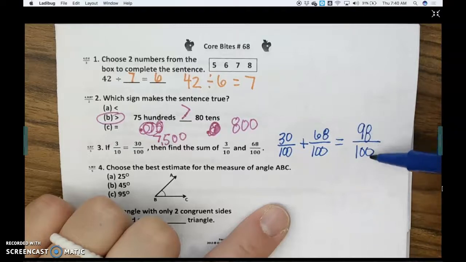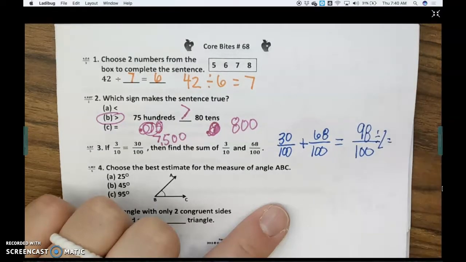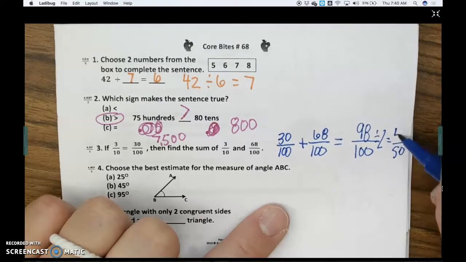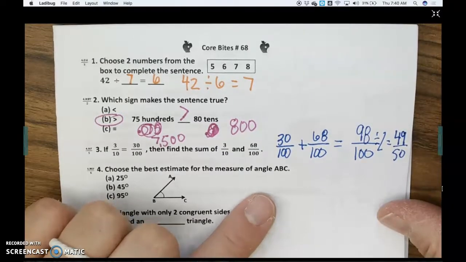So they're both even numbers, right? So you want to try to get it in simplest form. So you would divide the top and the bottom by 2. So 2 times 50 gives you 100. And then 2 times 49 gives you 98. So your answer in simplest form would be 49 over 50.